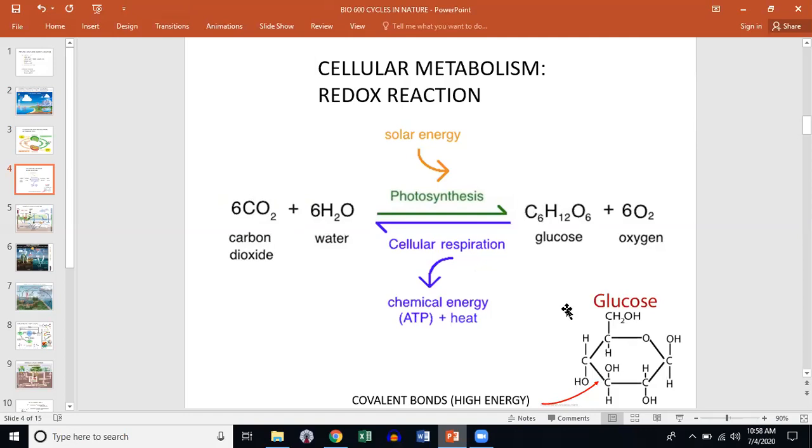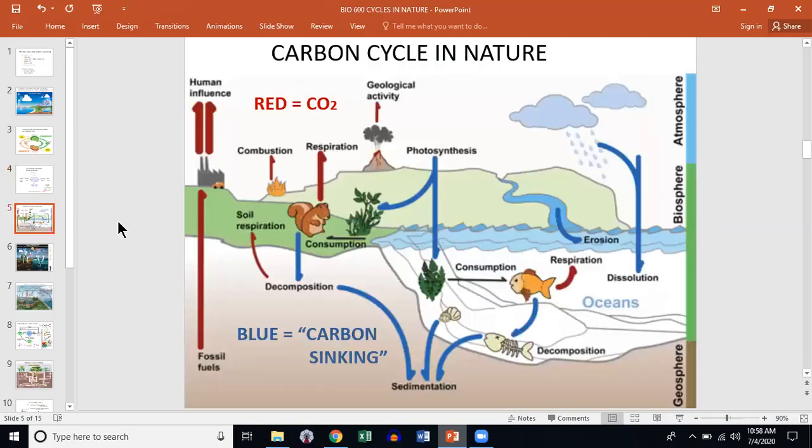It's the core, the skeleton, the ring that forms the ring of the glucose, right? So that's the carbon cycle in a chemical way. Let's look at it in nature for a moment, with the organisms and also abiotic factors like volcanic activity or geological activity that releases CO2.